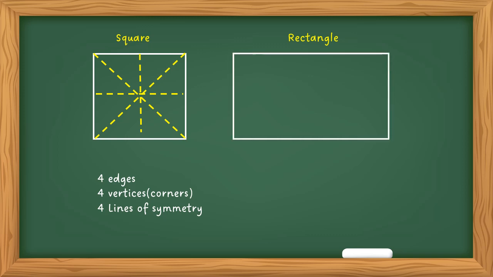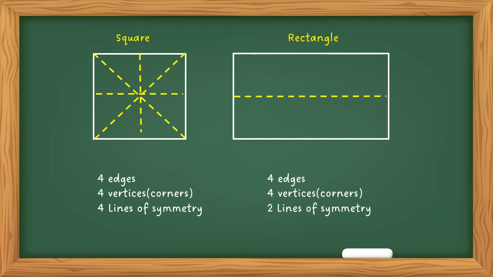Now let's look at a rectangle, a similar type shape. Okay, again, it has 4 edges. And again, it has 4 corners or vertices. Okay, but watch this time. It only has 2 lines of symmetry, because you can only fold it in half that way and fold it in half that way, and that's the difference between a square and a rectangle. It only has 2 lines of symmetry, not 4.